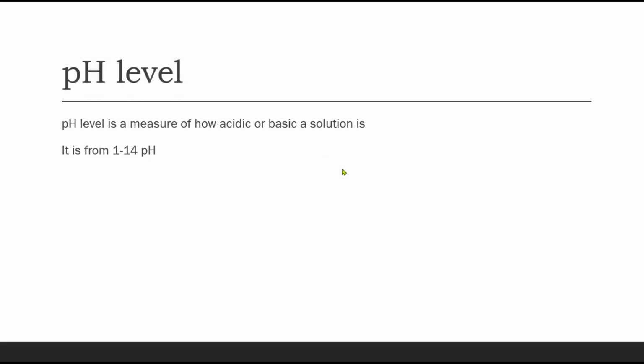Finally, before discussing my hypothesis, I need to talk about pH level. pH level is a measure of how acidic or basic a solution is. It ranges from pH 1, which is most acidic, to pH 14, which is most basic.